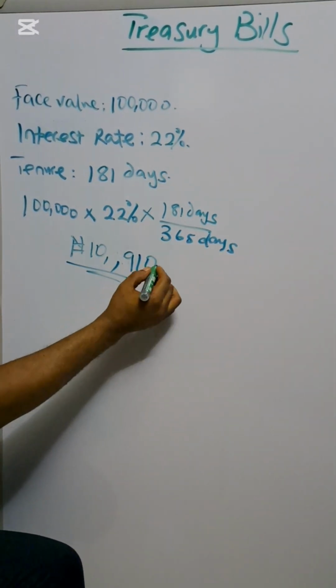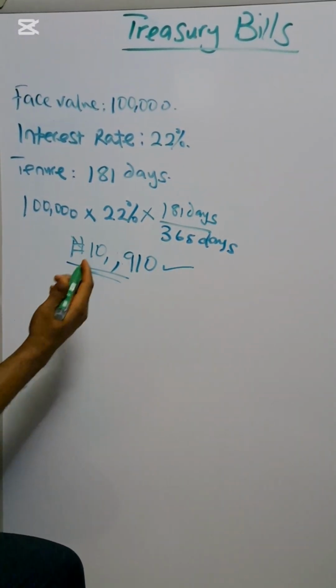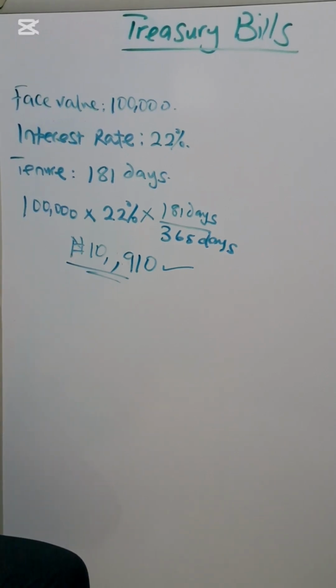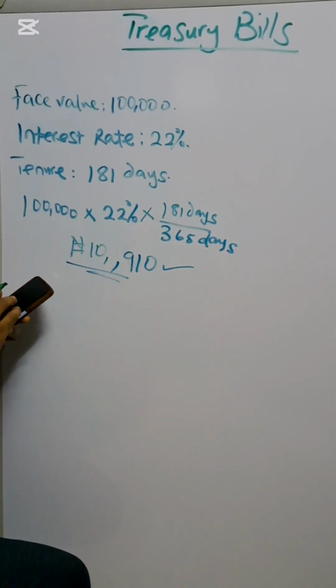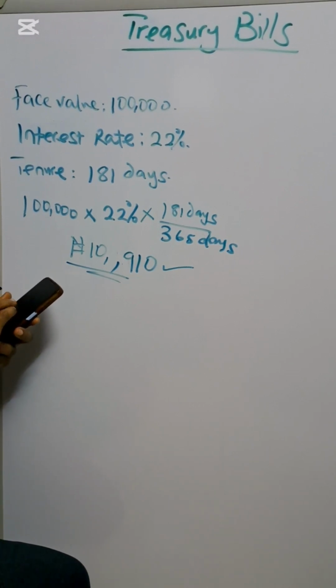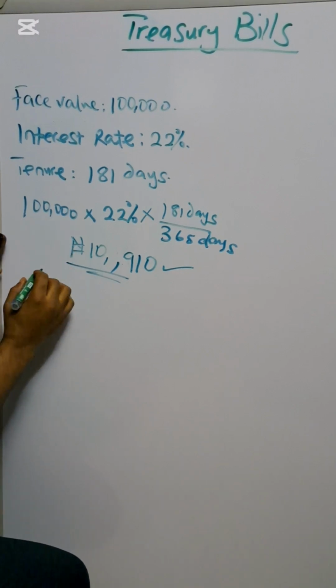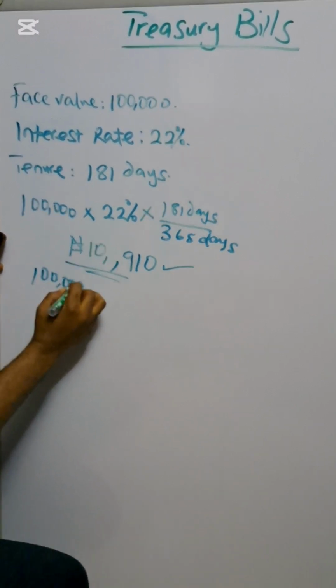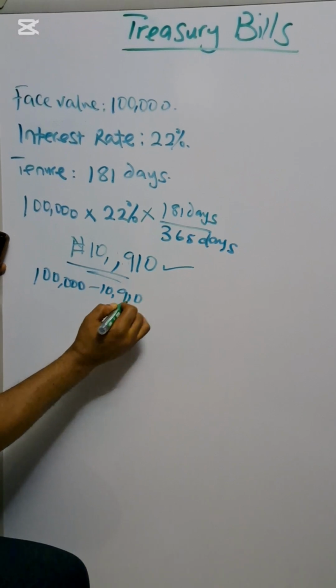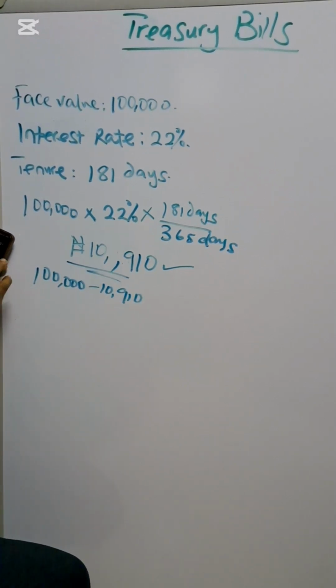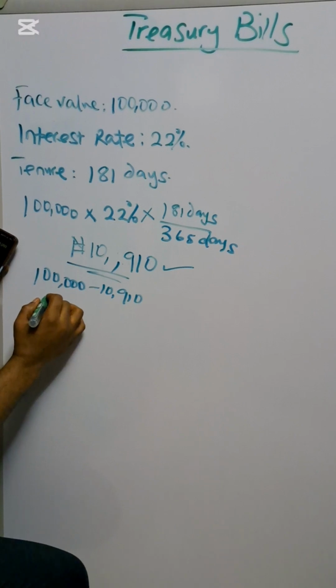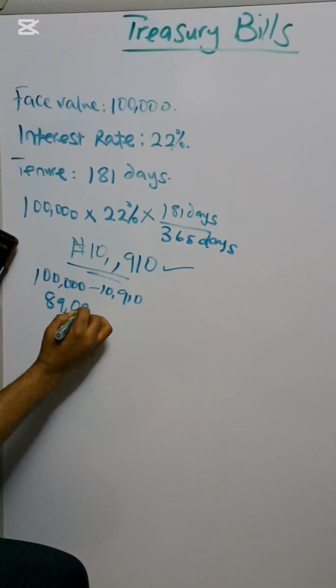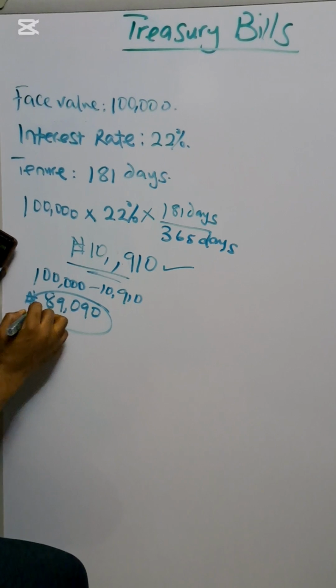So since this is interest, and like I said, this interest will be given to you upfront, it means what they are going to be taking from you, I'm not going to be considering tax here, just for simplicity. Remember, you're supposed to pay the withholding tax on it, right? So what they'll be taking from my account will be 100,000 minus 10,910. So if I take 100,000 minus 10,910, it means what the bank will be debiting me is 89,090. So this is what they are taking from my account, right?